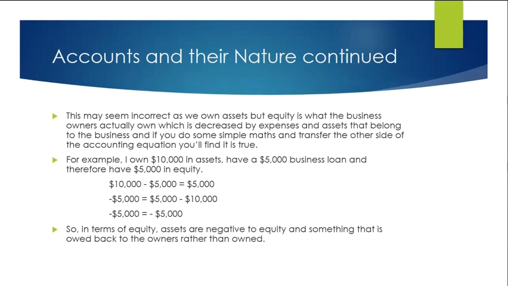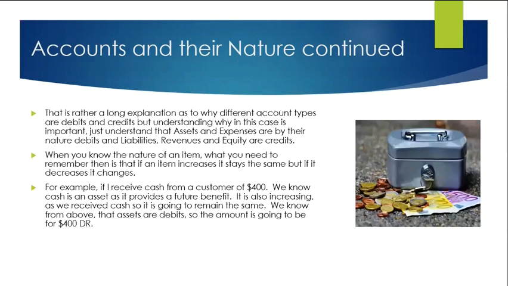So in terms of equity, assets are actually negative to equity and something that is owed back to the owners rather than actually owned. So that's rather a long explanation as to why different account types are debits and credits, but understanding why this is the case is important. What you really need to understand is that assets and expenses are by their nature debits, and liabilities, revenues and equities are credits.